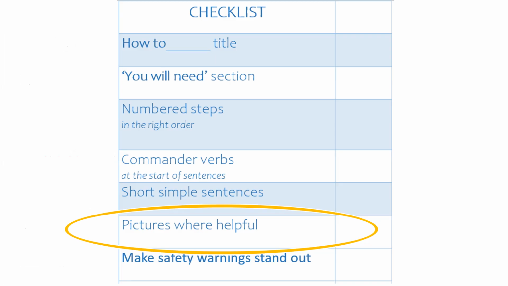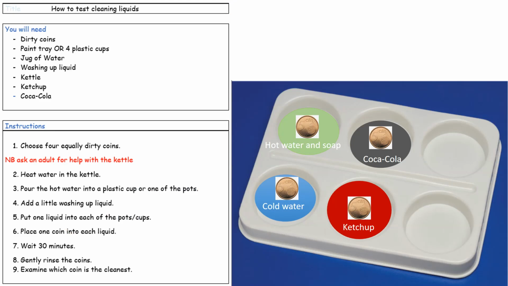We use pictures where we think they're helpful to the reader. Which of the pictures that I use so far would you choose to make the instructions clear? I chose the paint tray with the 4 liquids and the coins.